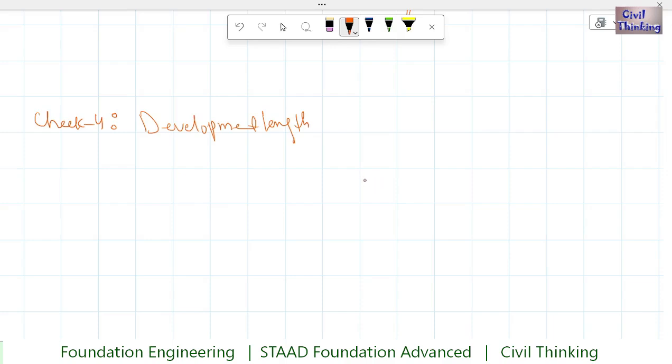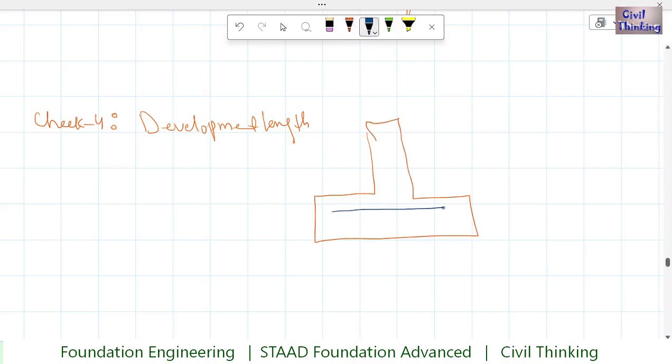For example, let me draw it here. Let us say this is an isolated footing. Now we know we have the reinforcement, like this. So the reinforcement has two bonds. First is the lap length between these reinforcement bars. There is a bond, and there is also a bond between the concrete and the reinforcement bar. So we do the development length check to make sure our bond is strong. But keep in mind, this is not compulsory. Although it is important, it is not mandatory.